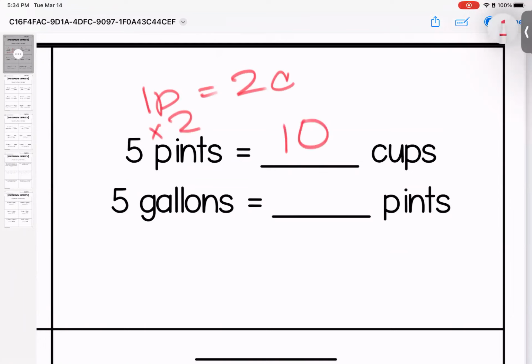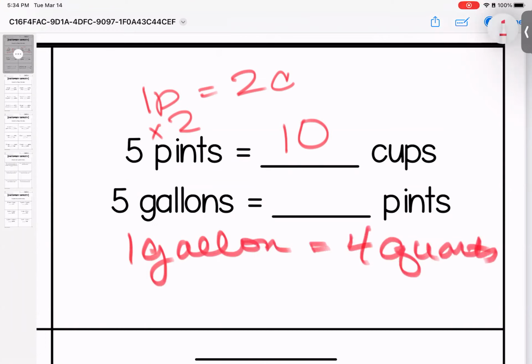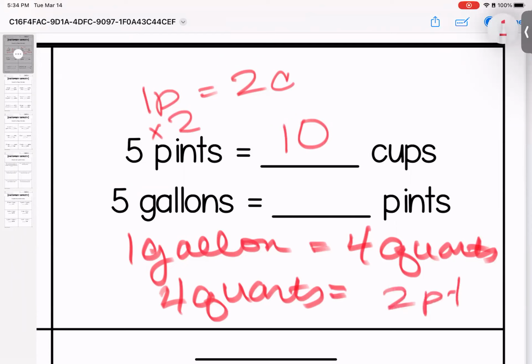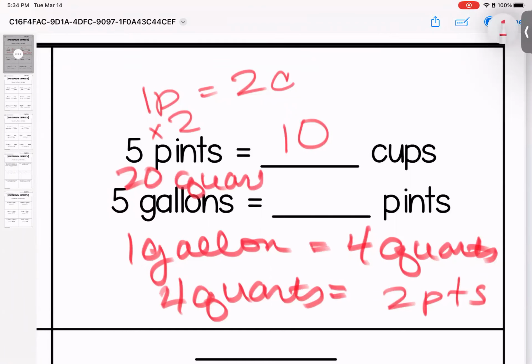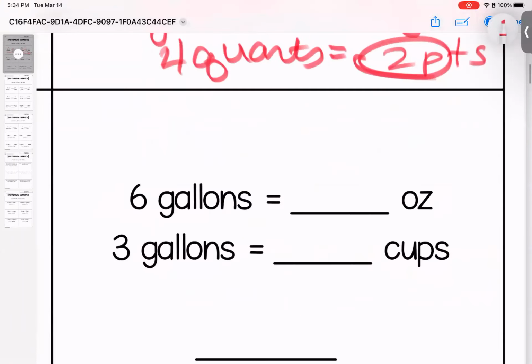Gallons to pints. I had to do some math magic here because 1 gallon is equal to 4 quarts. And then I have to change my 4 quarts into pints, since every 1 quart is 2 pints. So some math magic. I'm going to do 5 gallons times 4. That gives me 20 quarts. And then I have to double it. Every quart gives me 2 pints. So 20 times 2 is 40. We're looking at 40 pints.